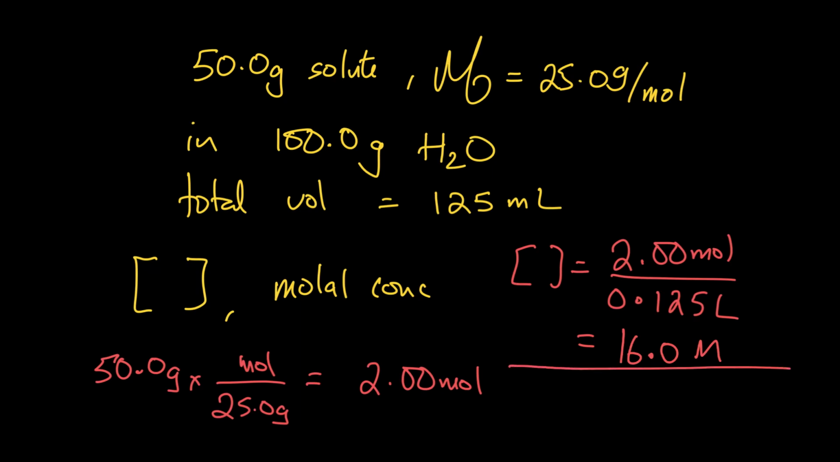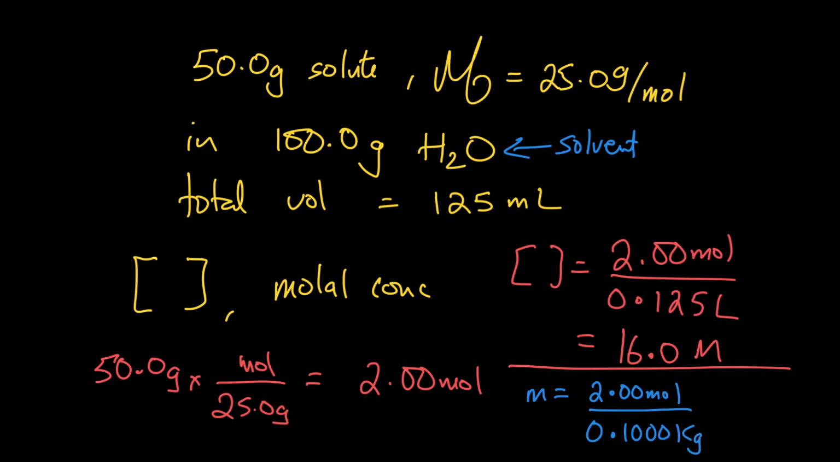Now, if we wanted to instead calculate the molal concentration, we would do almost exactly the same thing, but we would take not our number of liters of solution, we would take our number of kilograms of solvent. This is our solvent. There's 1,000 grams in a kilogram, so 100 grams must be 1/10 of a kilogram, so 0.1000 of a kilogram. Dividing by 0.1 is like multiplying by 10, so that is going to be 20 moles per kilogram, or molal. You can see it's fairly close in number.